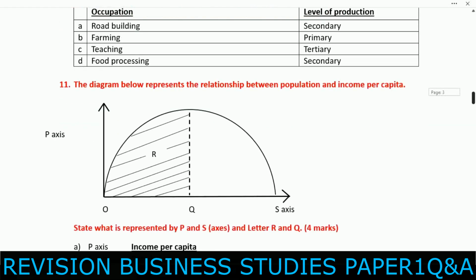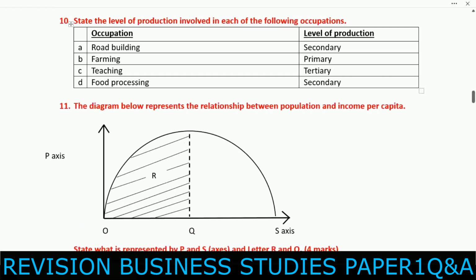Number 10, you are told to state the level of production involved in each of the following occupations. So on one side we have occupation, the other side we have level of production. Road building, that one is secondary. Farming, that is primary. Teaching, that one is tertiary. D, food processing, that one is secondary.